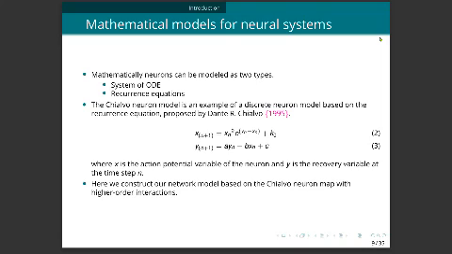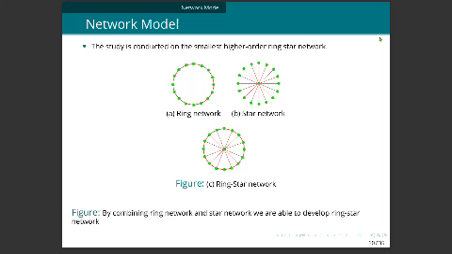Along with this Chialvo neuron model, we consider higher order interactions also. And the network structure we consider here is the ring star network. It is a combination of a ring network and a star network. As the figure shows, the ring network will be in the form of a ring where the nodes are arranged on the peripheral region. And in a star network, there will be a central node and all the peripheral nodes are connected to the central node. By combining these two, we get a ring star structure.